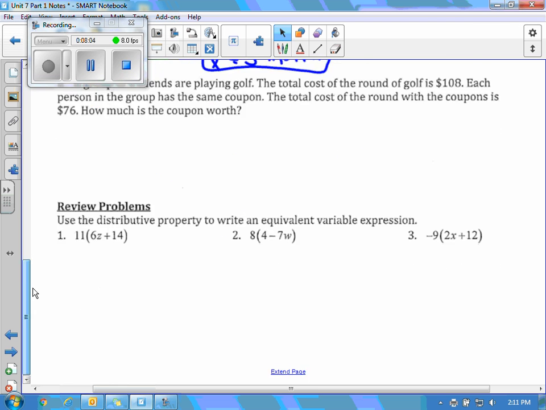I'll let you guys try number 2, and then the problems at the bottom are review. That's it for Unit 7, Part 1.